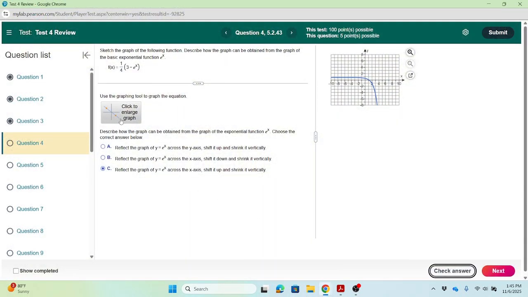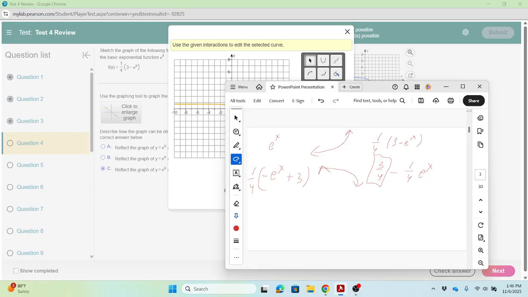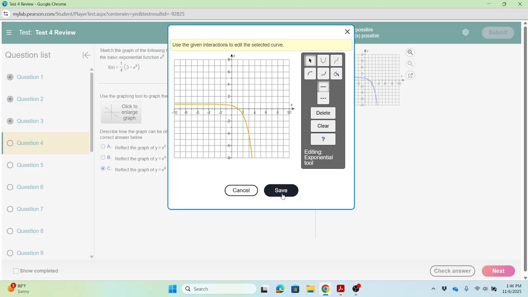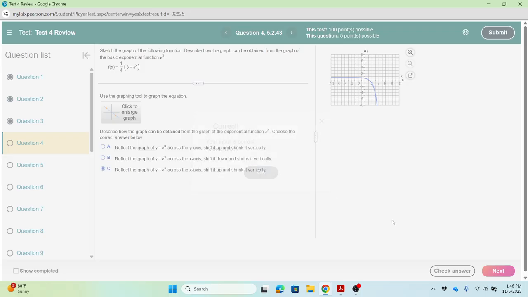Okay, one more time here. The problem was this is the graph, reflect the graph y equals e to the power x across the x-axis. So I was choosing the y-axis, but I was thinking about the x-axis, so this is the right one. And when we click it here, it's a vertical shift 3/4 unit, and then reflection, and then 1/4 of shrinking. That's what we found, and when we check answer, that's perfect.